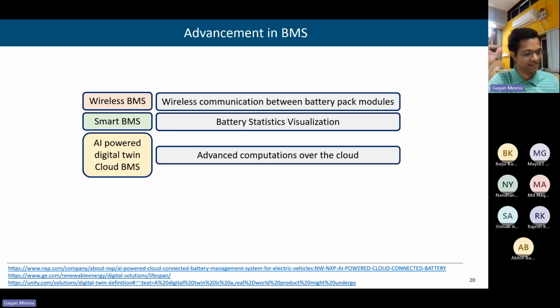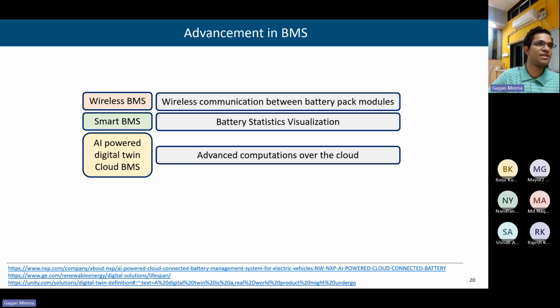And these are different advances in the battery management system. Now, wireless communication between different battery pack modules. Initially, and now also in big grid scale energy storage systems, these modules are connected by wire. But now on a smaller scale, you can have this wireless BMS, then smart BMS, and then finally this digital twin, AI powered digital twin cloud BMS.